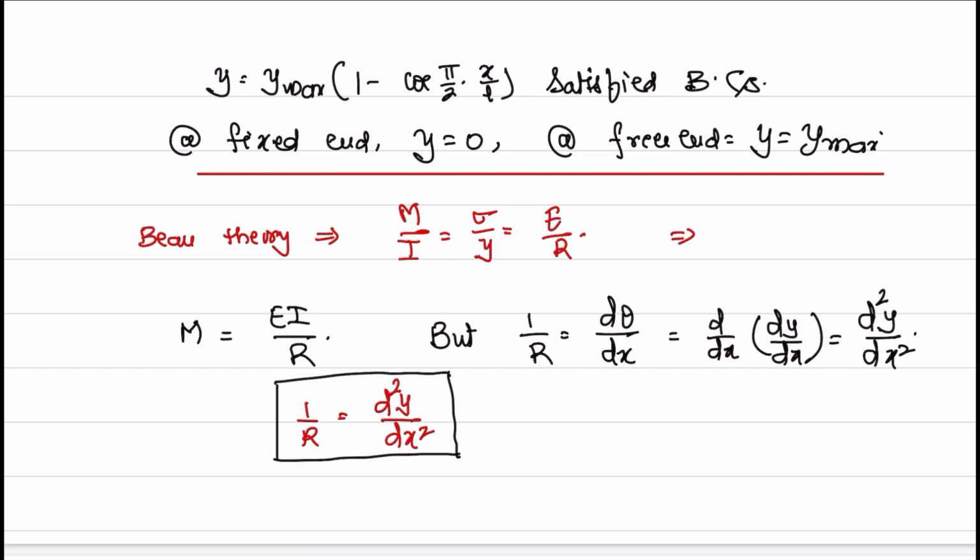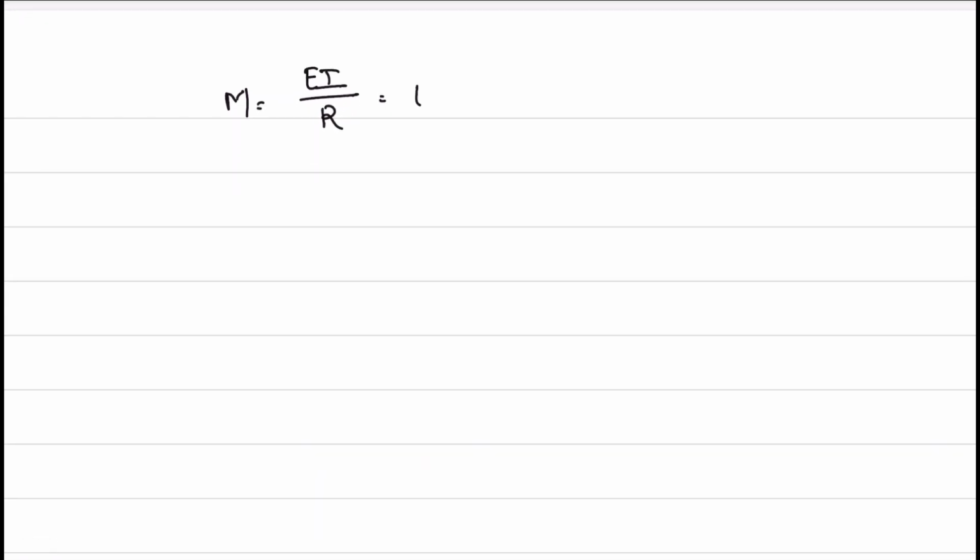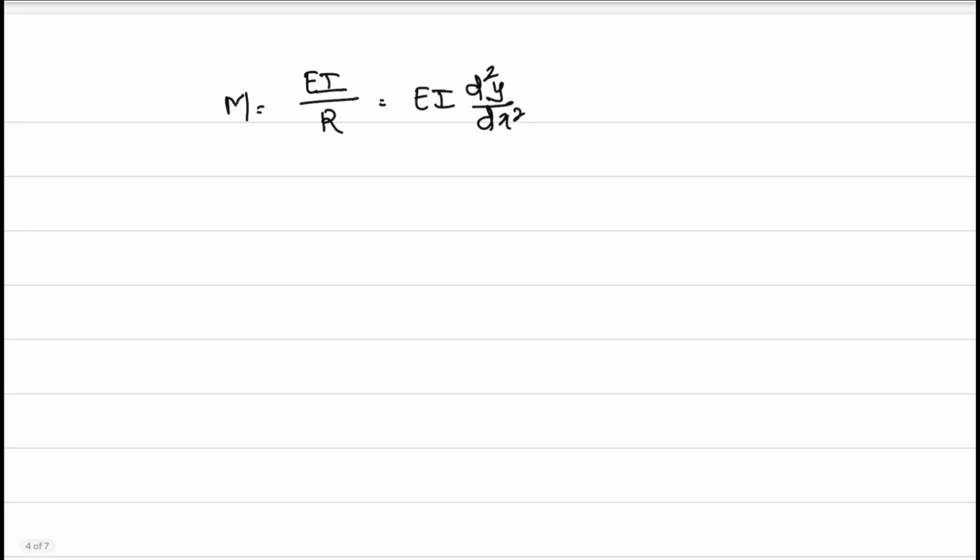By using the beam theory equation and this equation, what happens? M is equal to EI by R. You just see. What is 1 by R? d square y by dx square. That means M is equal to EI into d square y by dx square. This is a very, very important derivation.